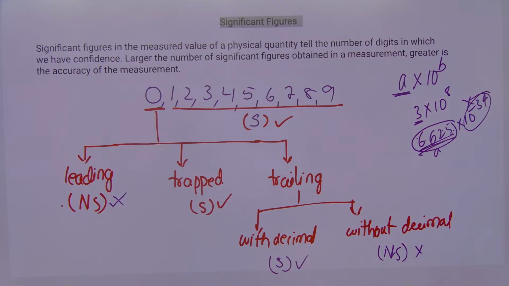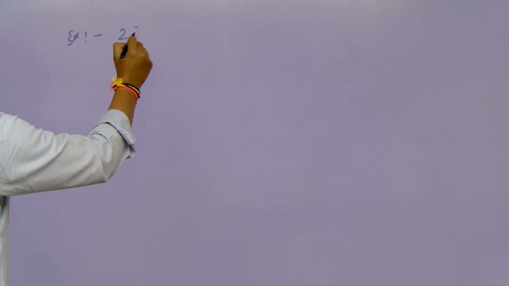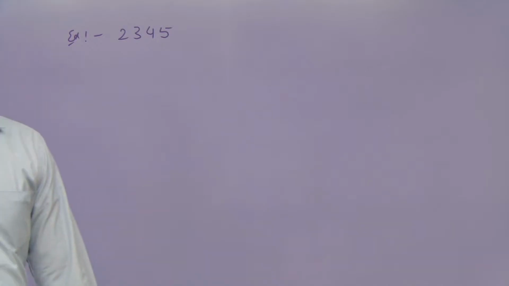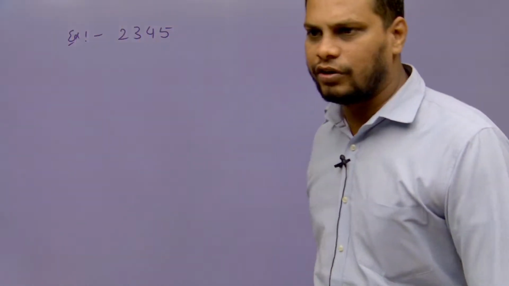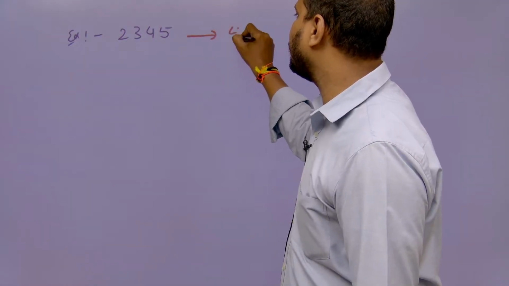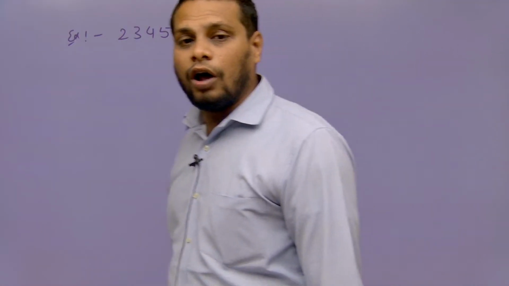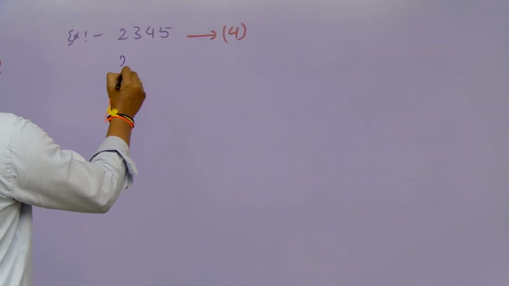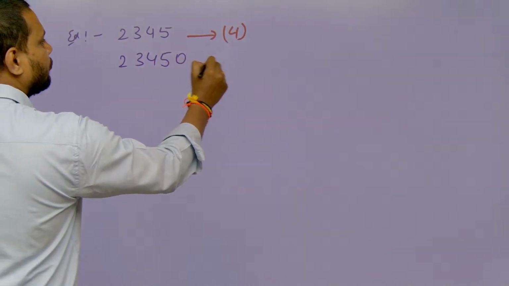Now I'll give you some examples. You just try to tell me the answer. How many significant figures are there in each number? Example: 2345. 4 significant figures, because all 4 are non-zero digits. Means all 4 numbers we have to consider. Next example: 23450.